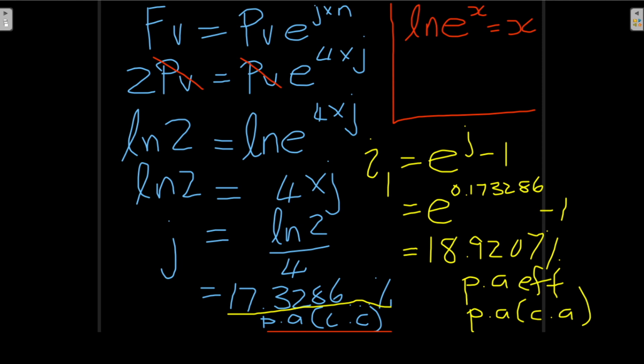So if you take any amount, let's say 1,000 rands or any other amount, and you invest it at this 17% per annum compounded continuously, or you invest it at 18.9% per annum compounded annually, then your future value will be exactly the same.